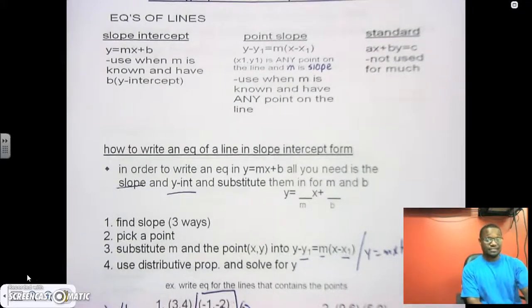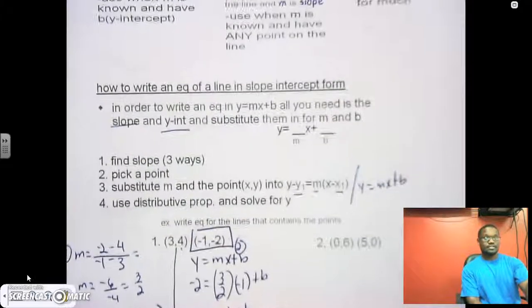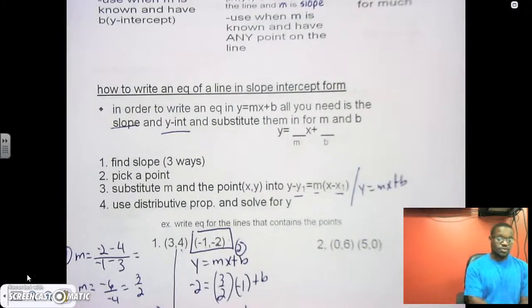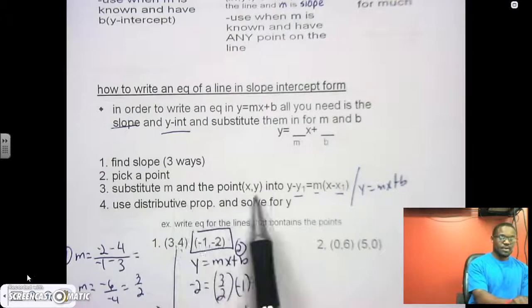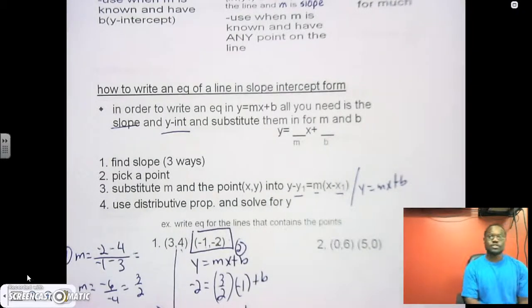Now, if you're not given that information, what you want to do is follow this pattern here. It says you're going to find the slope in 3 ways. You know how to find the slope, either from an equation, a graph, or 2 points, depending on whatever is given to you. Out of those 2 points, or if you're just given 1 point, you pick that point. Step number 3 says you substitute the slope and that point into this equation that we just talked about, and those things that are underlined are the only ones that get substituted for. And I put a slash here because I'm going to use slope-intercept form as well.